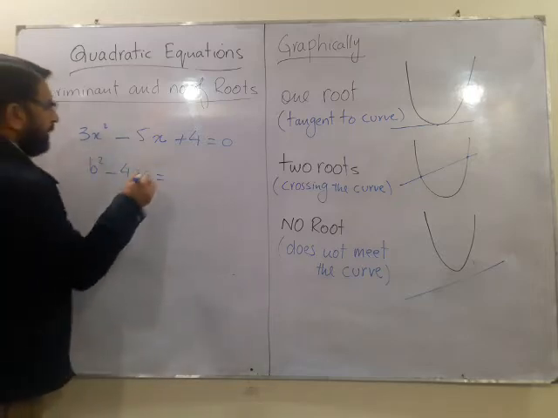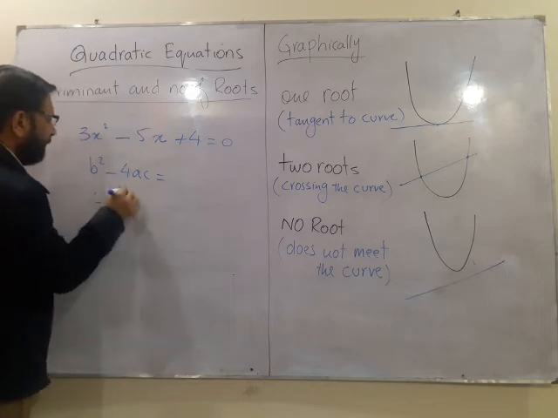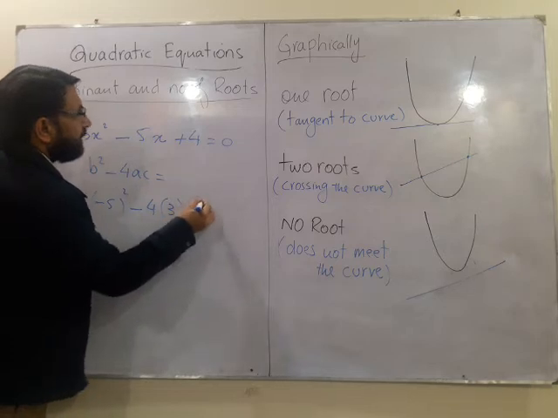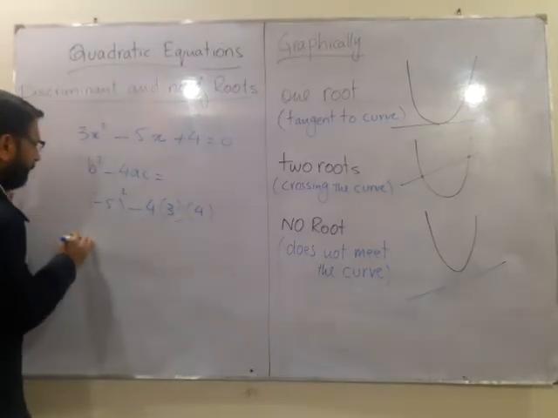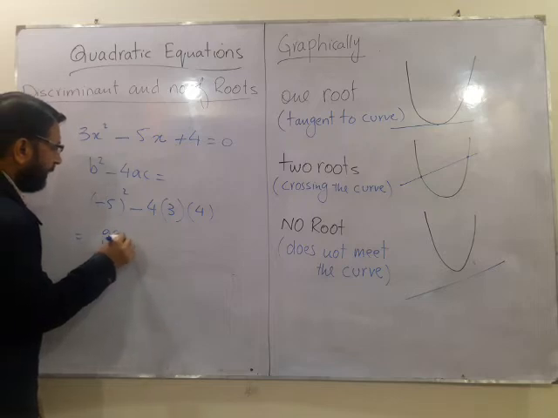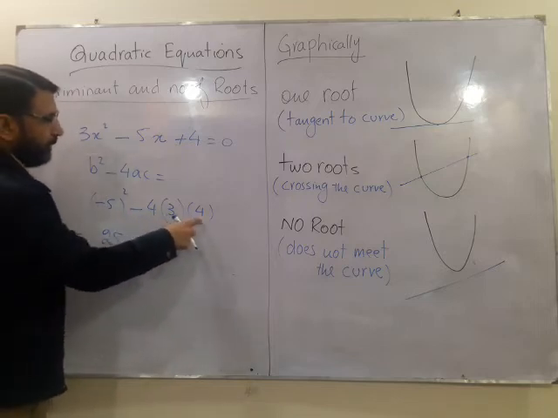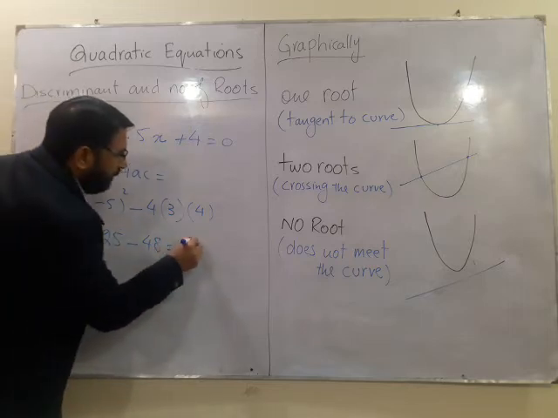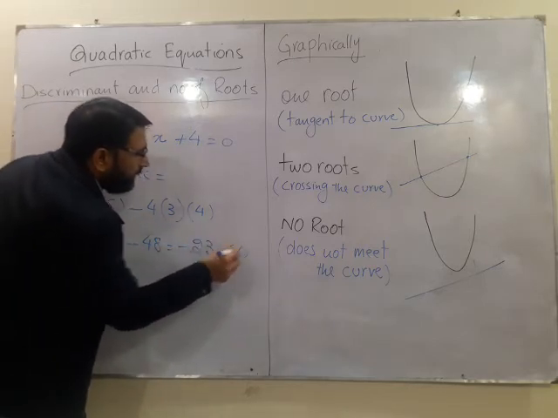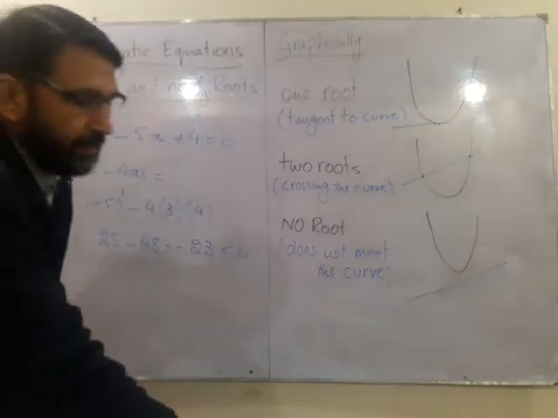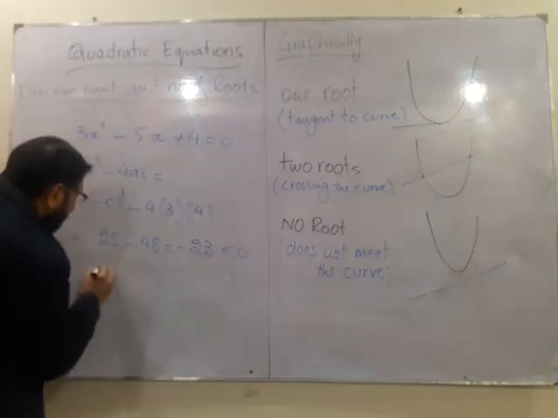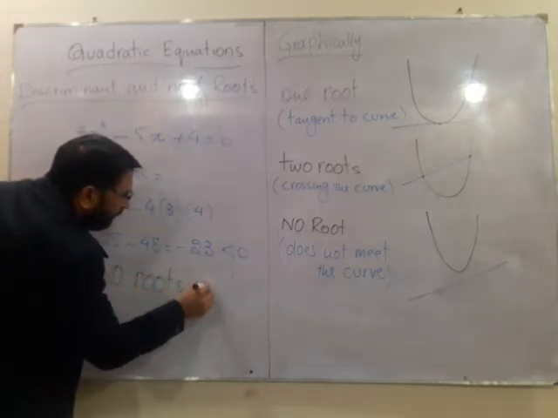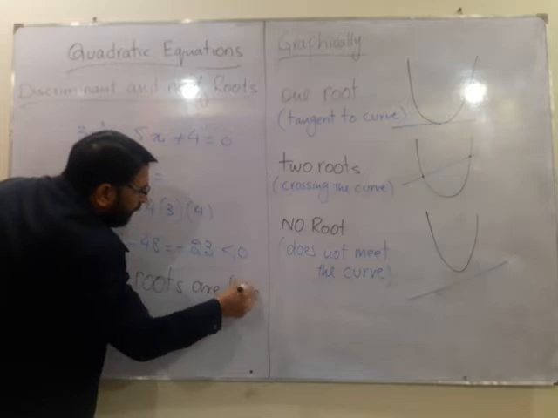b square means minus 5 square, minus 4 times a, which is 3, and c, which is 4. If you simplify this, it is 25 minus 4 3s are 12, 12 times 4 is 48, which gives us minus 23, and this is less than 0. So since this is less than 0, we can simply say no roots are there.